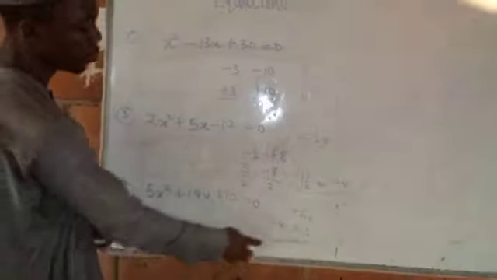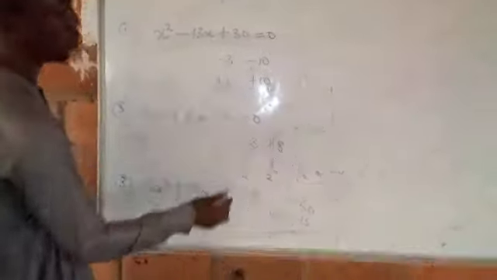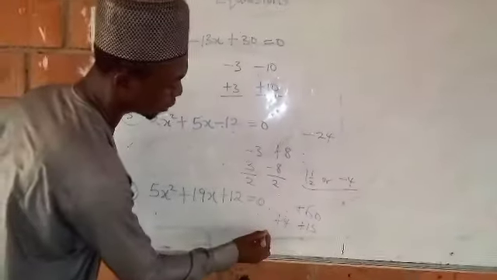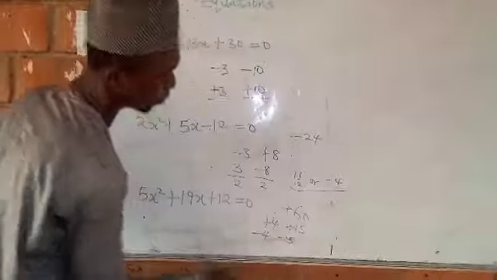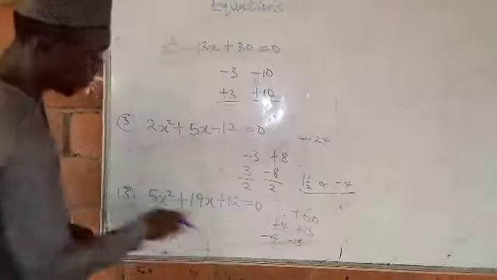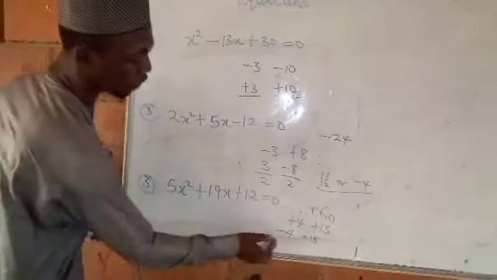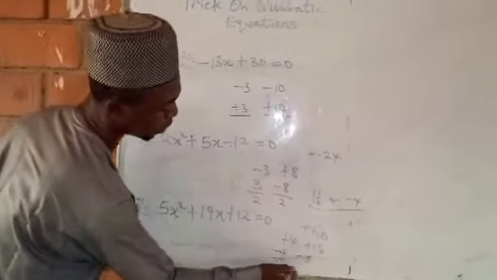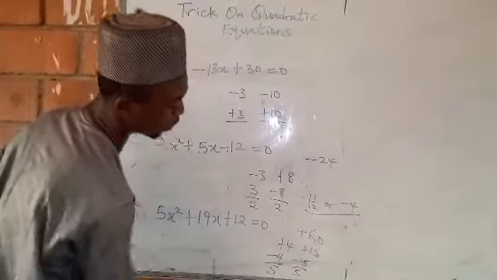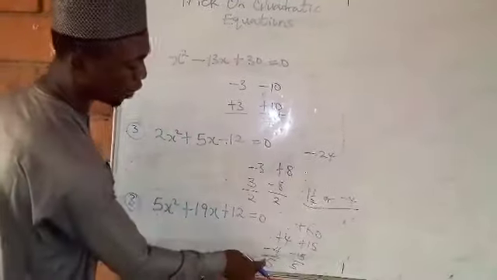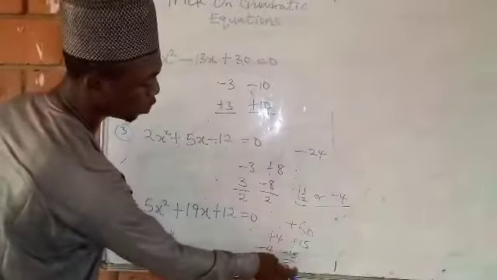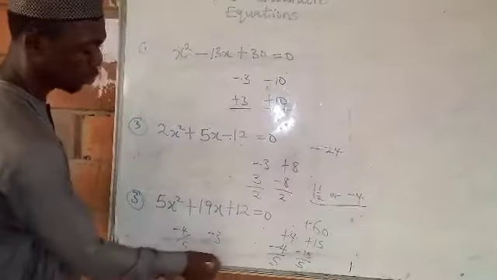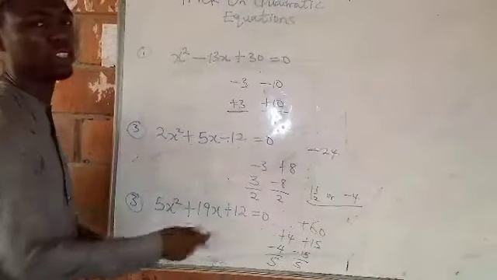Now, the first thing to do, like we did here, change their sign. This will be minus 4 and minus 15. Then we divide each of them by the coefficient of x squared, that is 5. So minus 4 over 5, minus 15 over 5. So minus 4 divided by 5 will still remain minus 4 over 5. And minus 15 over 5 will be minus 3. So these are the roots of this equation.